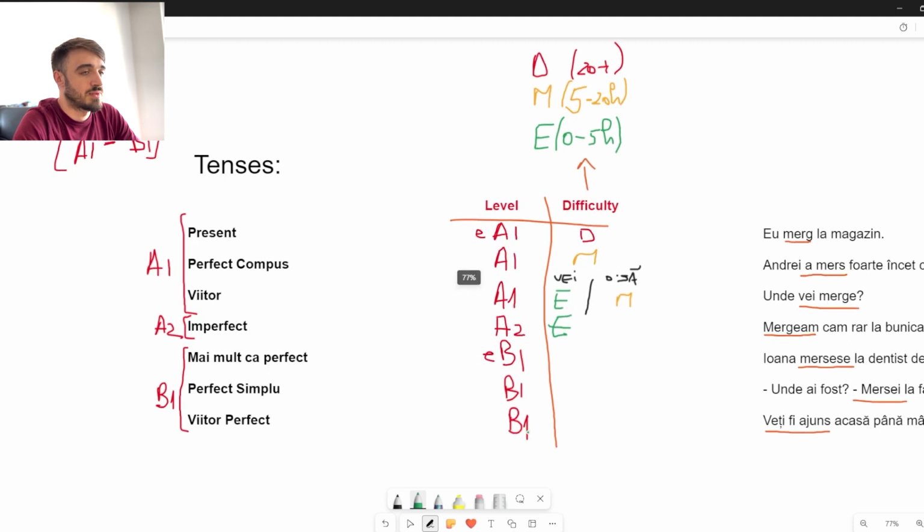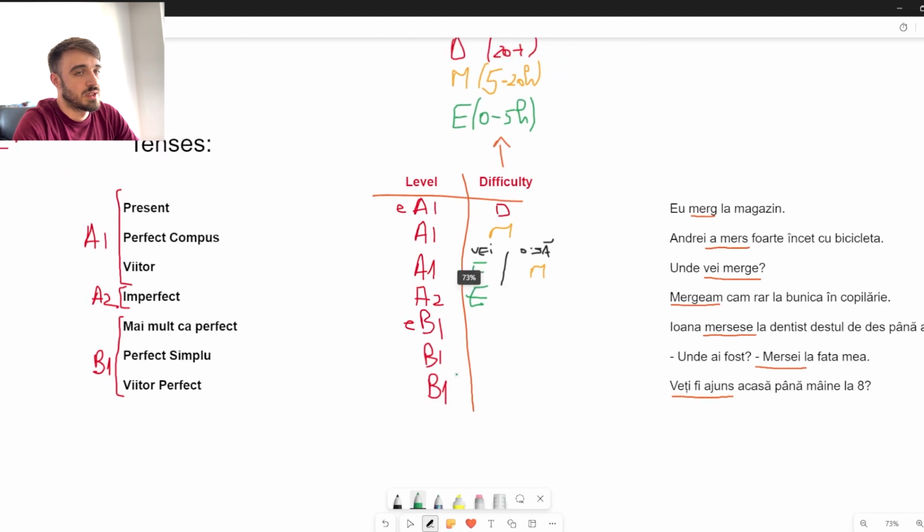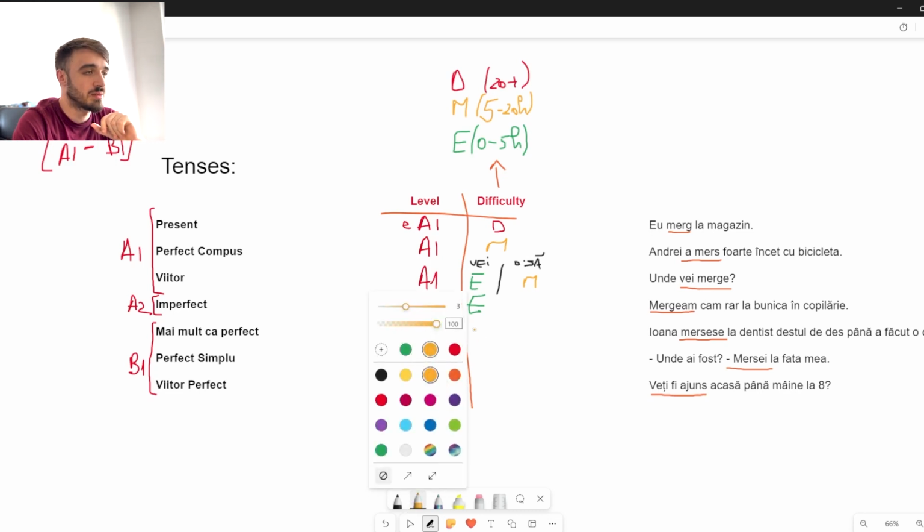Then the mai mult ca perfect. This is probably quite tricky to know. To be honest, to know when to use it is quite easy because you have the past perfect in English, but you need to learn the endings, and also you have to be aware that you have to use it if you're actually not native or fluent in English already. So that's why I'm going to give it a medium.